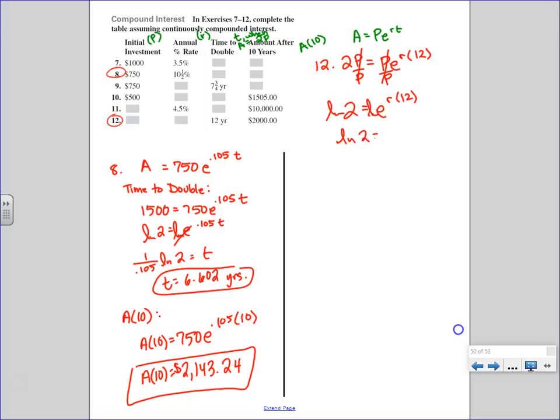So ln of 2 equals 12R. Or R12, but 12R is much less awkward. And then R is equal to? Now, we could go ahead and get an actual decimal, and that's not necessarily bad. R is equal to, hold on, Sean, I'm checking it. Let's make sure. Go ahead and read what you got.